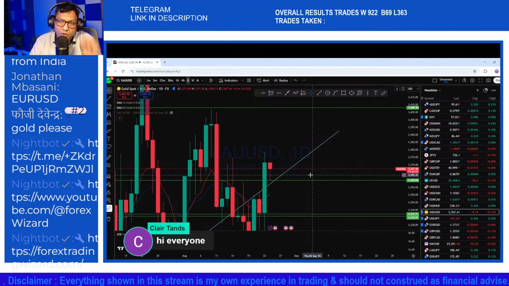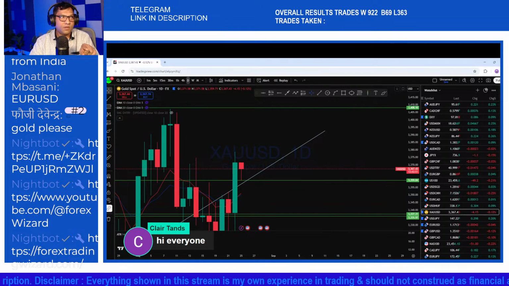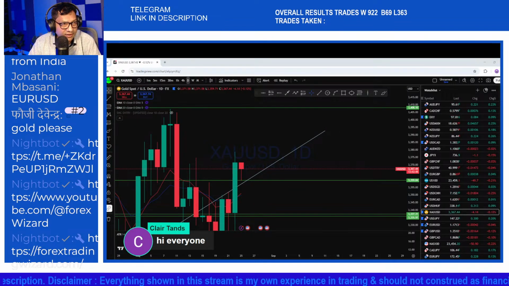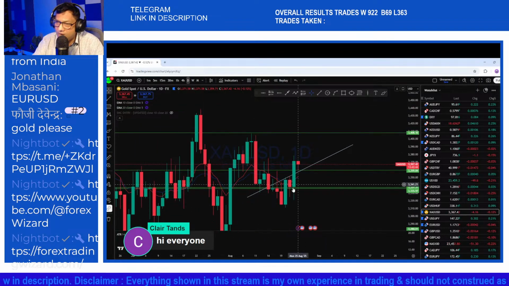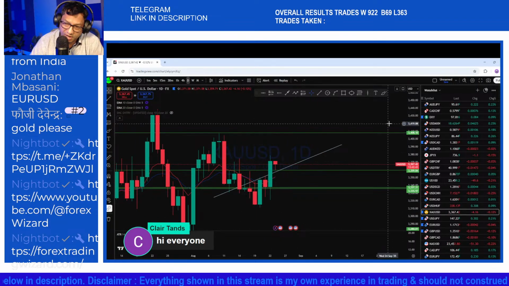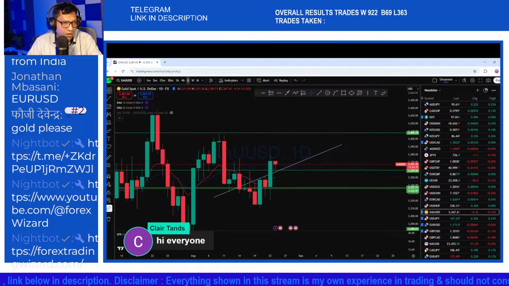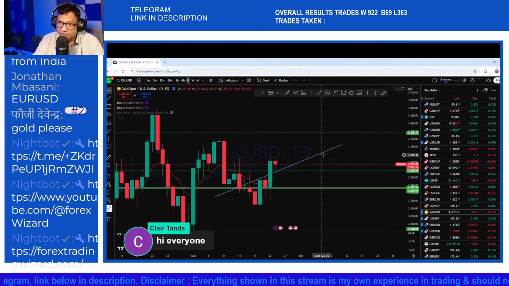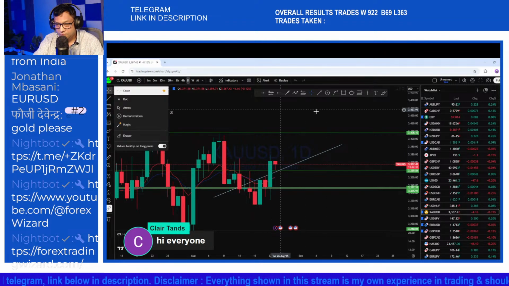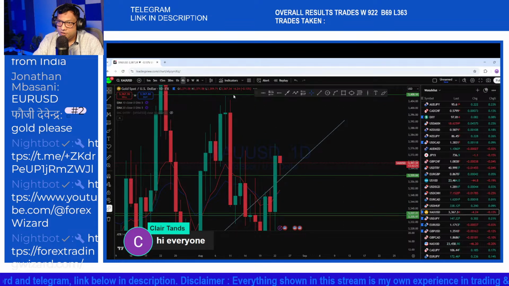So where can we find a potential entry for today? It's a bull market currently, turned to a bull market after this strong breakout. The bias for us is to look for a potential buy in this market. Now, let's look here at the 4-hour chart.